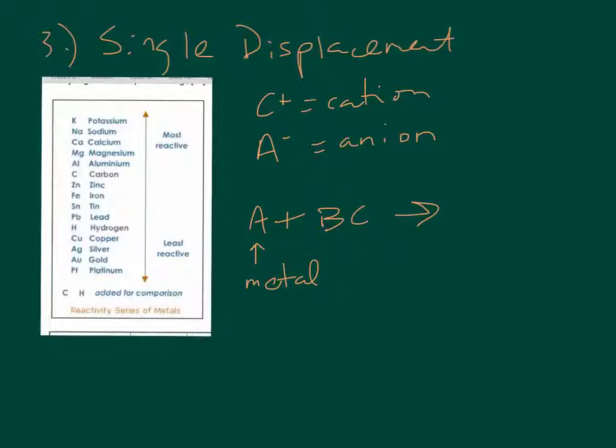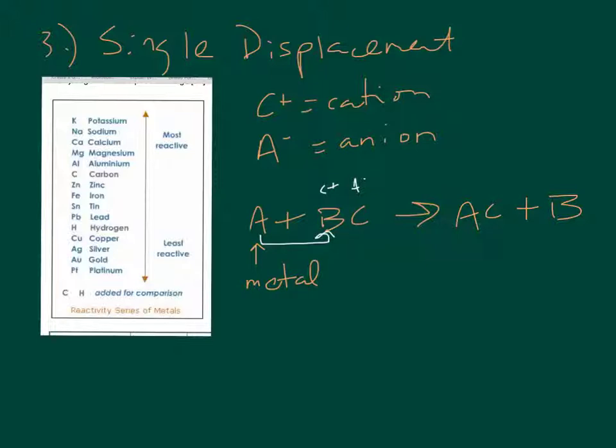Well, let's change colors here. B is going to be the cation and C is the anion. All right, so that means A is going to switch places with B. Okay, and so what we will have here at the end, let's make sure my pen's on, we will have AC plus B. All right, so how did we end up with the AC?